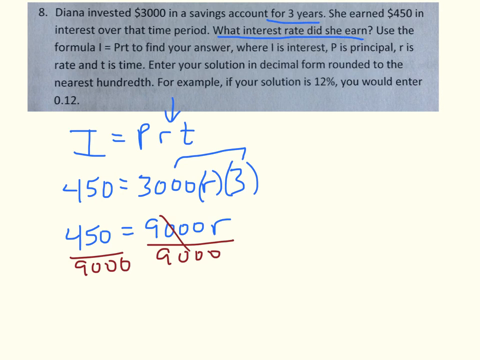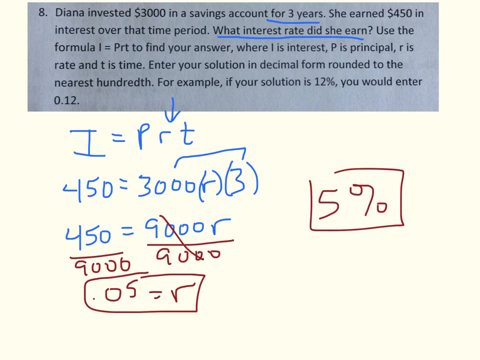That cancels out. And then if you were to do 450 divided by 9,000, you'd get 0.05. So her rate is 0.05 or 5%. So she has a 5% interest rate or 0.05. Whatever answer you're looking for, if they ask for it in decimal form, you give it to them as 0.05. If they ask for it in percentage form, you change it to a percentage.